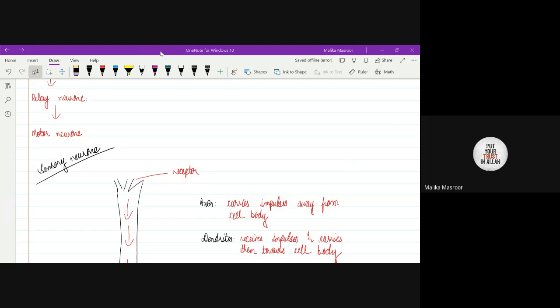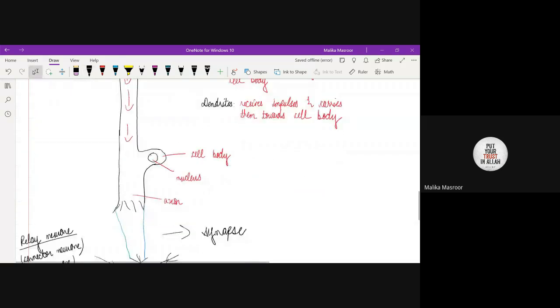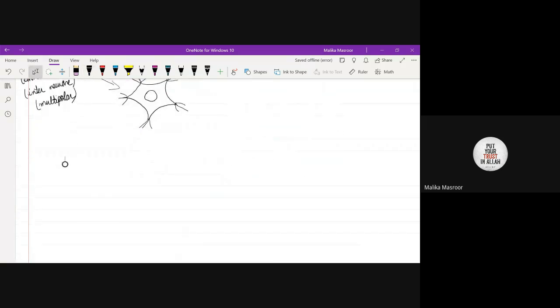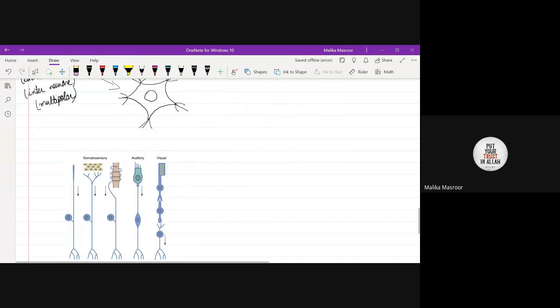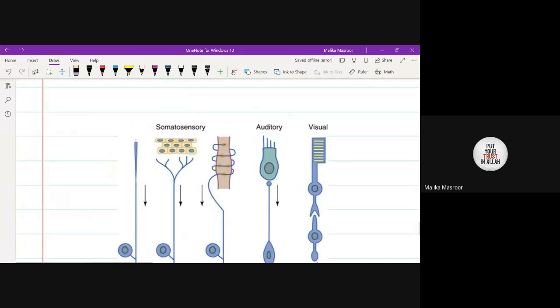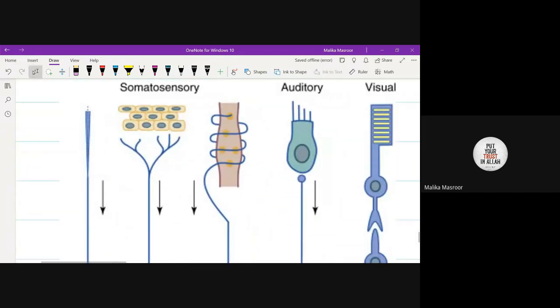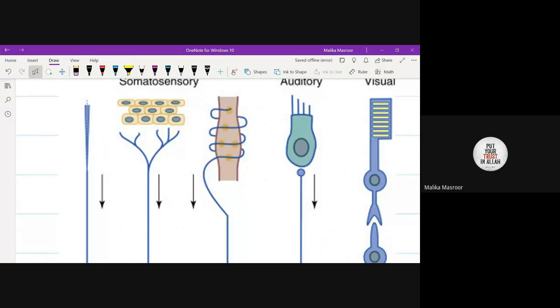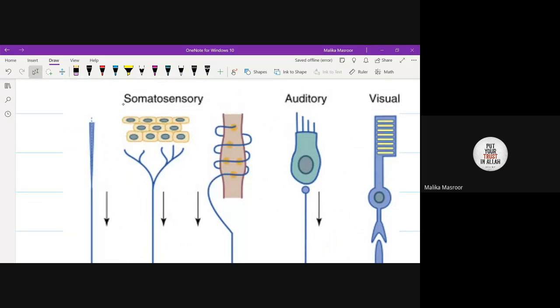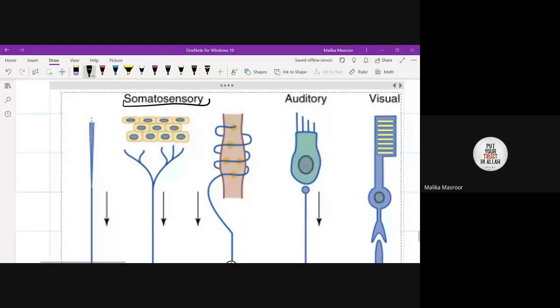See, sensory neuron has dendrites and axon both, right? Now look at this. These are different types of receptors that are shown. It's not mentioned what type of receptor it is, so ignore this. Look at the somatosensory receptor. These are receptor cells. They are joined with the dendrites of your sensory neuron.